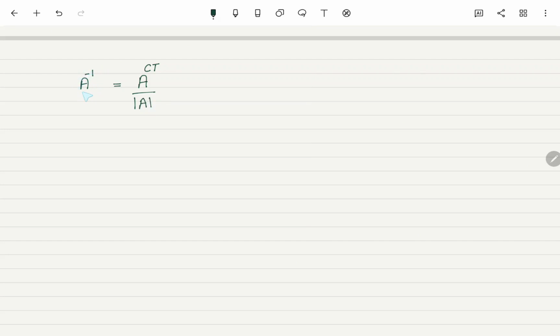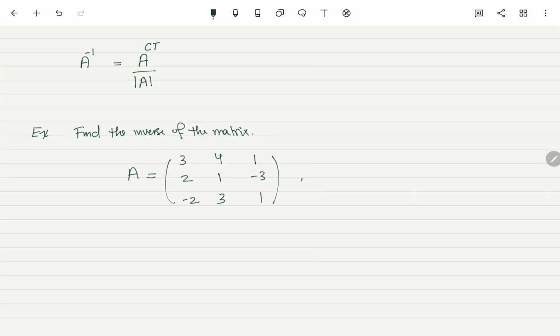So to find the inverse of the matrix, you have to find the matrix of cofactors, then take the transpose, and the result you divide by the magnitude of the determinant of that matrix. Example, to find the inverse of the matrix A equal to [3, 4, 1; 2, 1, -3; -2, 3, 1]. We would like to find the inverse of that matrix.